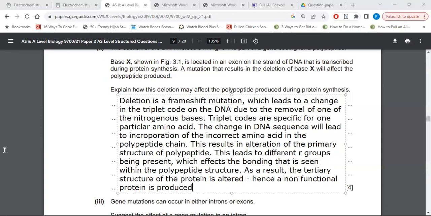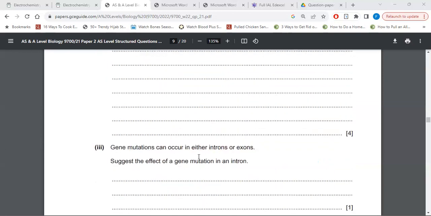All right. Now, the next question says gene mutations occur in either introns or exons. Suggest the effect of a gene mutation in an intron. I just told you guys while discussing. What is the effect of gene mutation if it occurs on an intron, on the non-coding region of DNA?